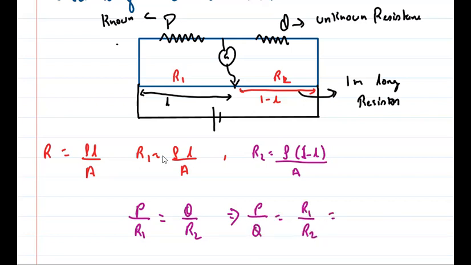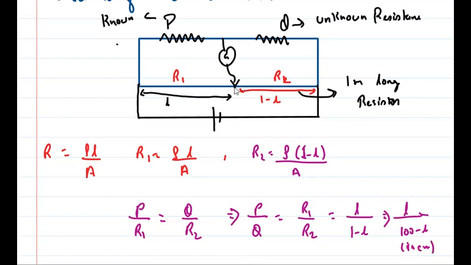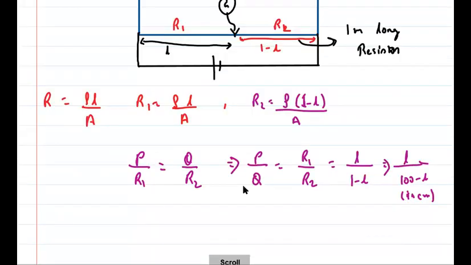And what is R1 by R2? Sir, R1 by R2 is l by 1 minus l, right? If l is in meter. And if l is in centimeter, it will be l by 100 minus l. सबको समझ में आया? Tell me, हाँ या ना? तो जैसे तुम्हारा जॉकी का length change होगा, वैसे-वैसे तुम्हारा resistor change होगा, and you can get any unknown resistor. Right, you can get the value of Q if P is given.